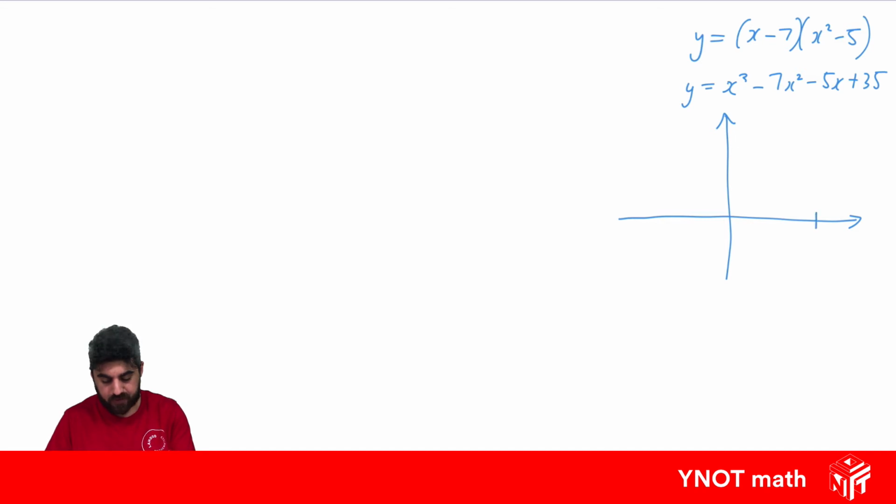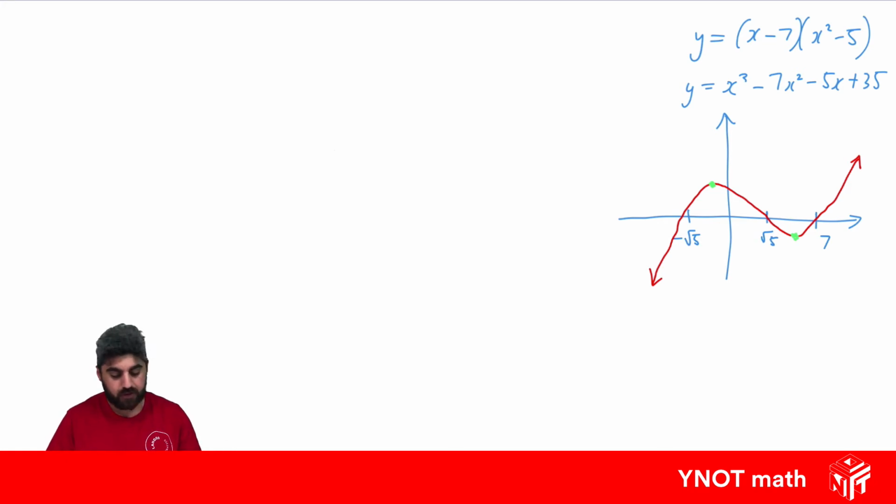So we'd actually have intercepts at 7, root 5 and minus root 5. You're not expected to know how to do this, I just want to show you what's going on. And we get something like that. We're going to use the first derivative to show us where the stationary points actually would be. We know they're going to be there and there, but we're going to use the first derivative to do that. So let's go ahead and find the first derivative of the expanded form.